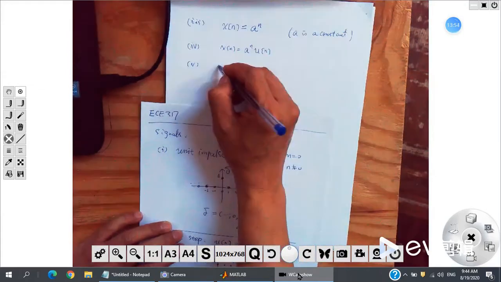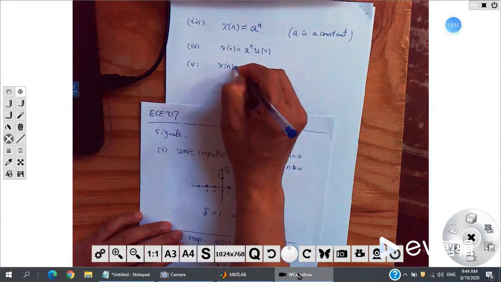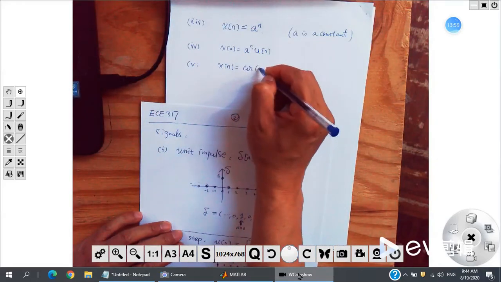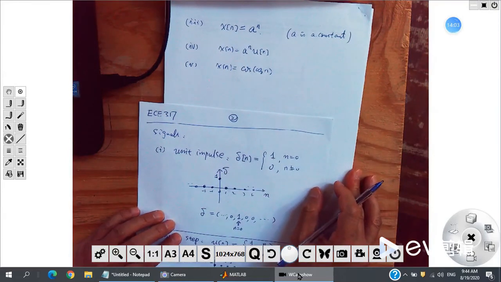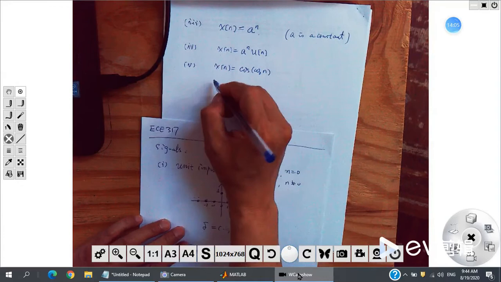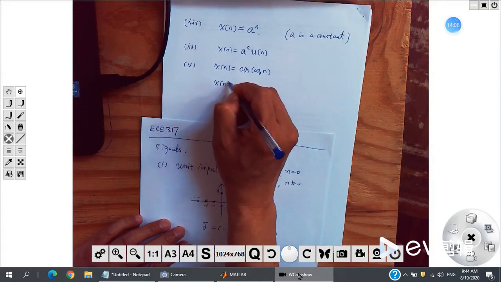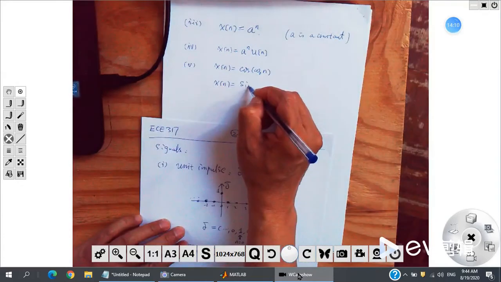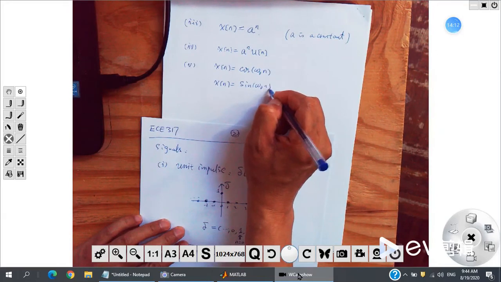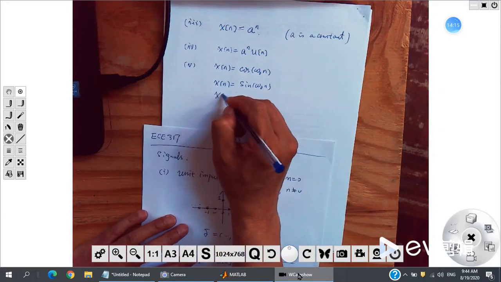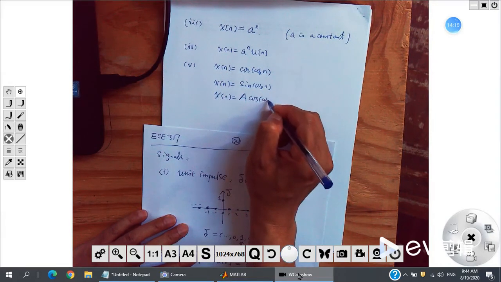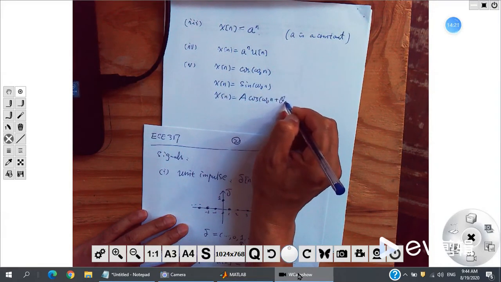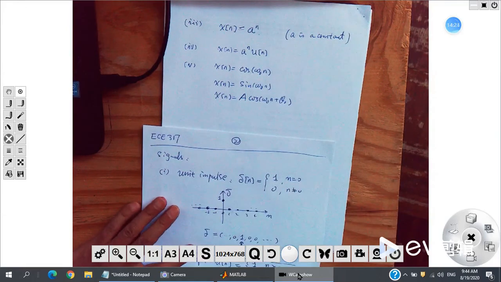Then the fifth one: we have x of n, which is cosine of omega 0 n. This is a sinusoid, a cosine wave. Similarly, we have x of n equal to sine of omega 0 n. And more generally, we can have x of n equal to A cosine of omega 0 n plus theta 0. So all these are sine waves or cosine waves.